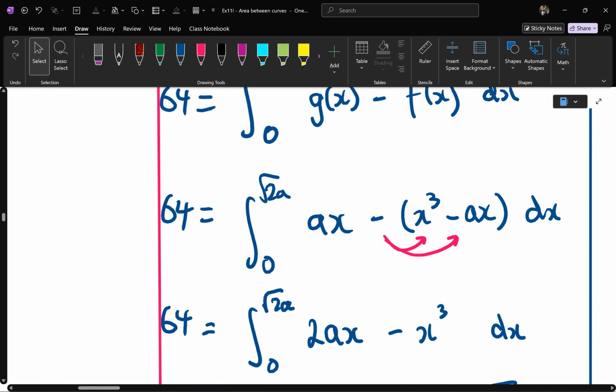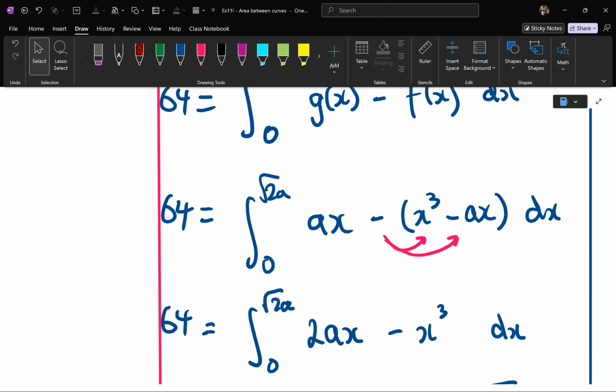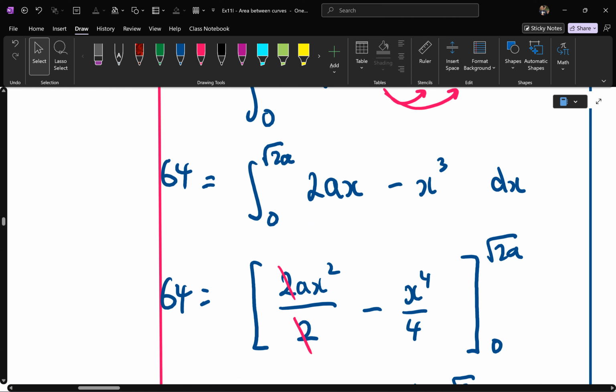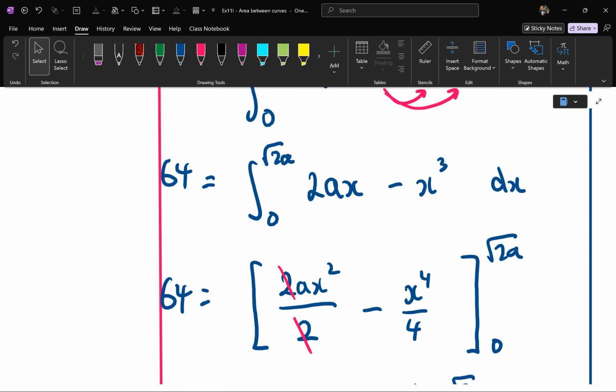So with the minus signs, I like to be careful with double negatives. So minus and minus ax becomes plus ax. So I get 2ax minus x cubed. And now it's an integration. So from this step, antiderive. Antiderivative of x is x squared over 2. But the 2's will cancel out. So you have ax squared. That's add 1 and then divided by whatever the power is. So it's 4 and 4.